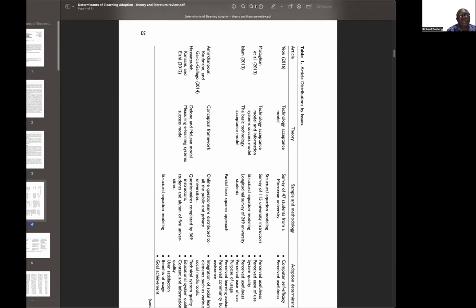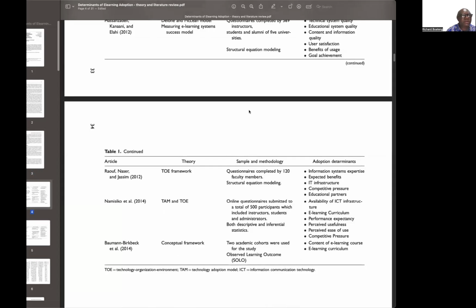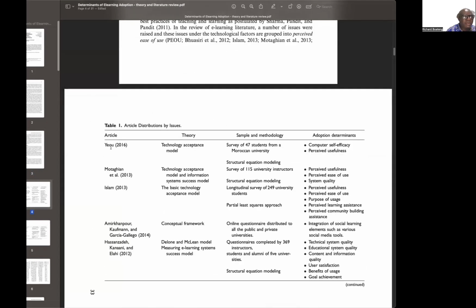If you look at the studies that have been summarized here, look at this one. The first study used the technology acceptance model, we call that TAM. He did a survey, and the determinants for e-learning in this one were computer self-efficacy and perceived usefulness. The technology acceptance model says that perceived usefulness and perceived ease of use tend to predict a person's behavior or intention to perform a behavior. So this study was done, and these were the adoption determinants that were found.